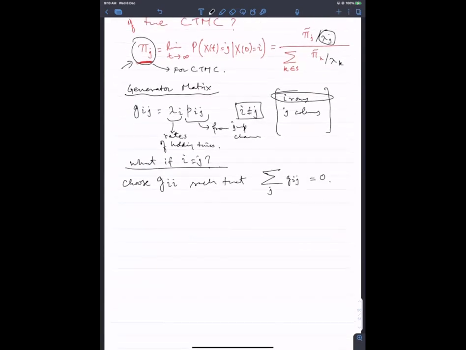ठीक है. So इसमें से मैं i वाली टर्म निकाल लेता हूं. So Gii को मैं निकाल लेता हूं. So Gii plus summation upon j not equal to i, Gij is equal to 0. So इससे मेरे पास आ जाती है Gii is equal to negative of summation j not equal to i, Gij.